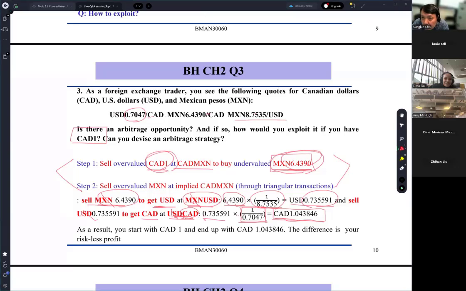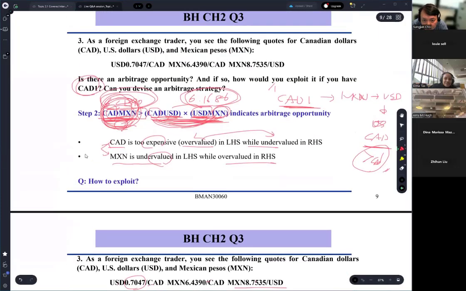Okay, so any more question? Can you expect question like this on the exam? Yes, but the format is going to be MCQ. So I can transform this one into MCQ question, something like the first choice is 2 Canadian dollars. Second choice is 3 Canadian dollars. Third choice is the 1.043846 Canadian dollars, something like that. What is LHS, right?